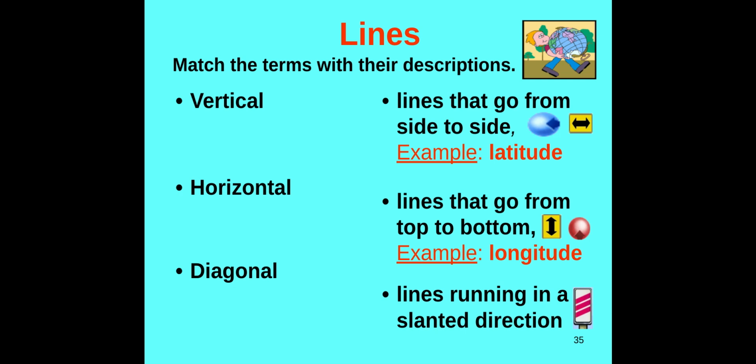And this is another matching with vertical, horizontal, and diagonal. Our descriptions on the side are lines that go side to side or latitude, lines that go from top to bottom or longitude, and lines running in a slanted direction. So point with your finger on your screen which one is the match for vertical. Vertical goes with lines that go from top to bottom or longitude, long. Vertical, very tall.